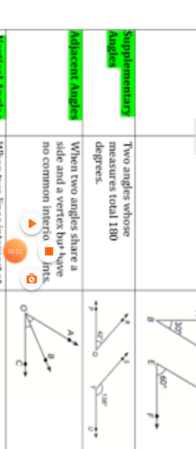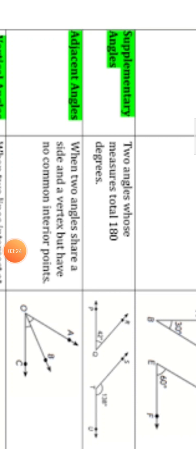This is the example of complementary angle. The red line marks show that these two angles are there, and if you add these two angles, the answer should be 90 degree. So in our day-to-day life, there are so many examples. So this is one kind of example of complementary angle.